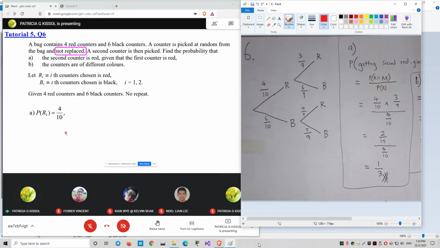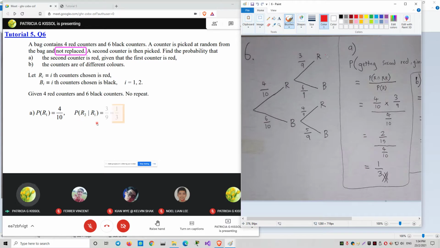Okay, and therefore, in order to choose the red counter, because the question is: the second counter is red, given that the first counter is red. So this is what the question is asking for part A. The probability that the second counter is red, given that the first counter is also red. So based on what the question is asking, this is how we write it.